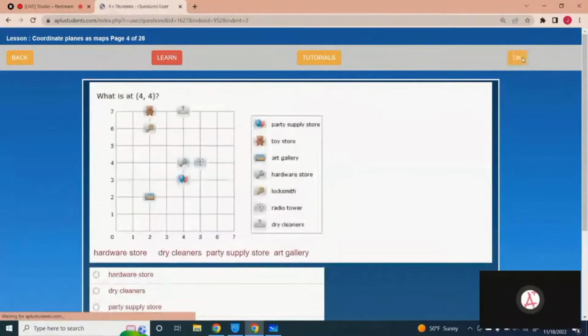Okay, the next one is what is at 4, 4? So at 4, 4, which store is it: hardware store, dry cleaners, party supply store, or art gallery?